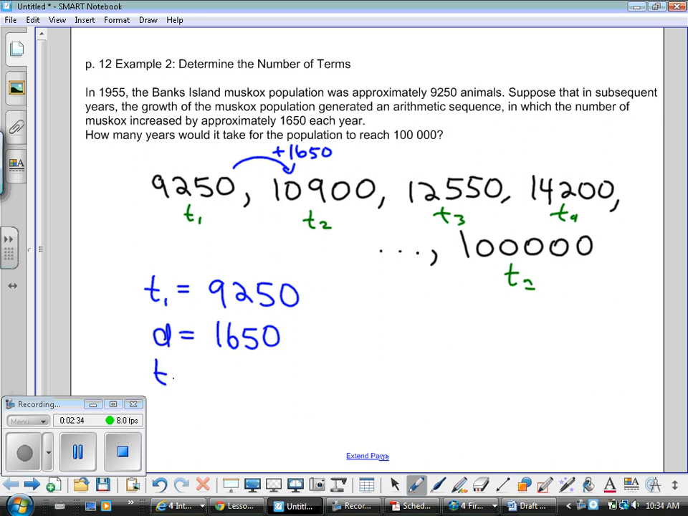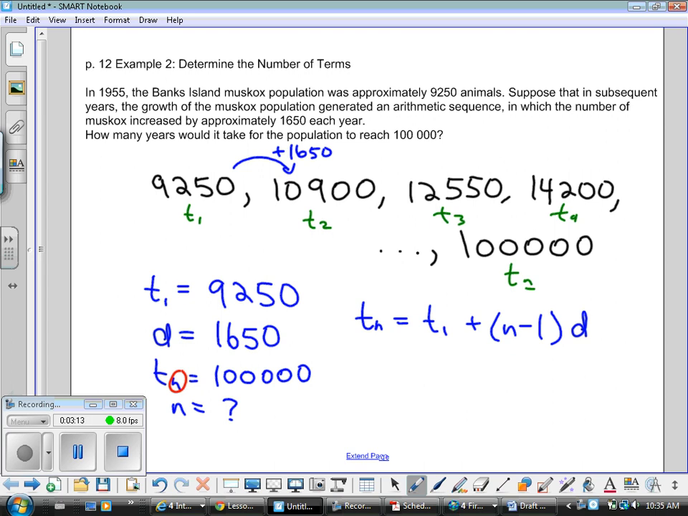And we know what the nth term is. It's 100,000. What we don't know is what n value goes there. So this is really, what is this value? That's what we're going to figure out. So n is our unknown. We can use our arithmetic sequence term formula: T sub n is equal to T sub 1 plus n minus 1 times d, because we're going to add the common difference one less time than the number of terms.